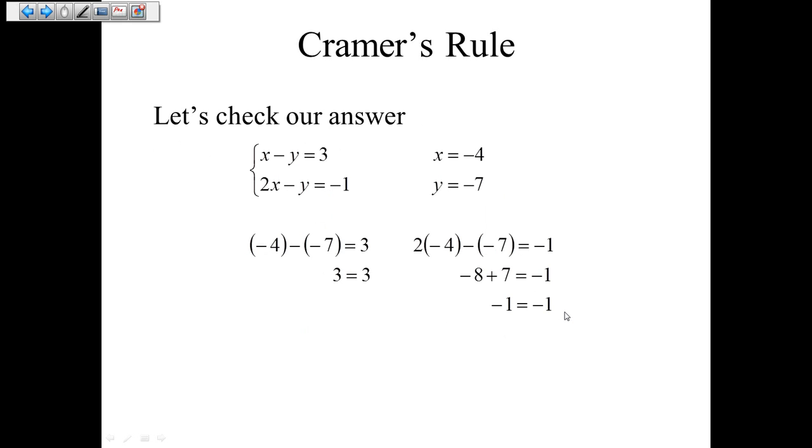Now, if I wanted to check this, I could just plug them into my system. -4 minus -7, well, that equals 3. So this is a true statement. 2 times -4 minus -7, that's -8 plus 7, which is -1, and that's a true statement. So hey, Cramer's rule found the answer for me. So yes, -4, -7 is the solution.